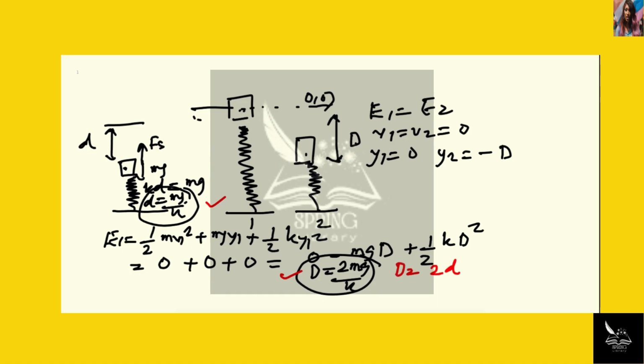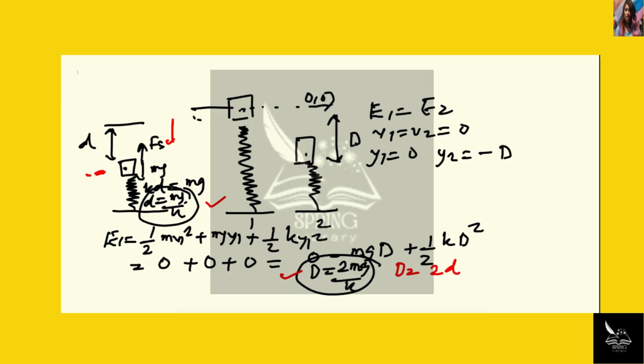Now, what is the reason that the two distances are not equal? The reason is that, especially in this case, putting the mass at rest at this location, somebody needs to be pushing it downwards and holding it in this position, to arrive at this position.